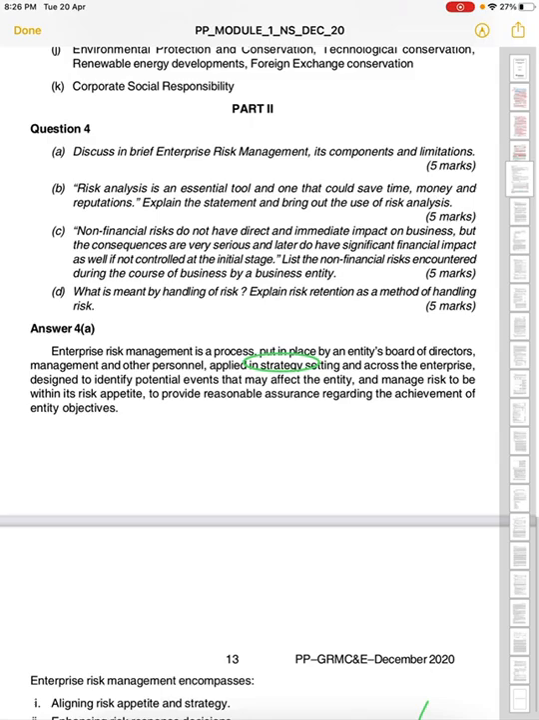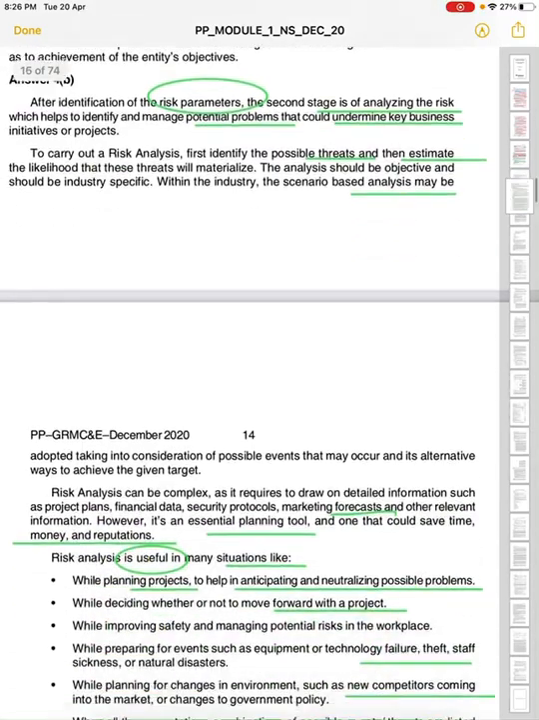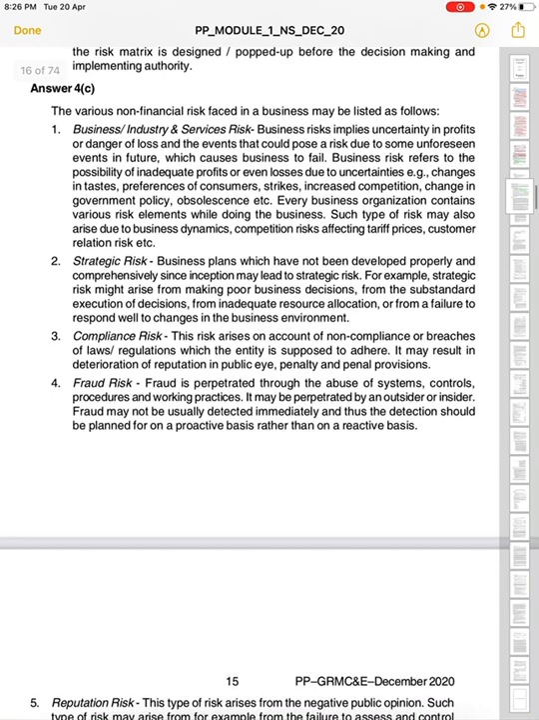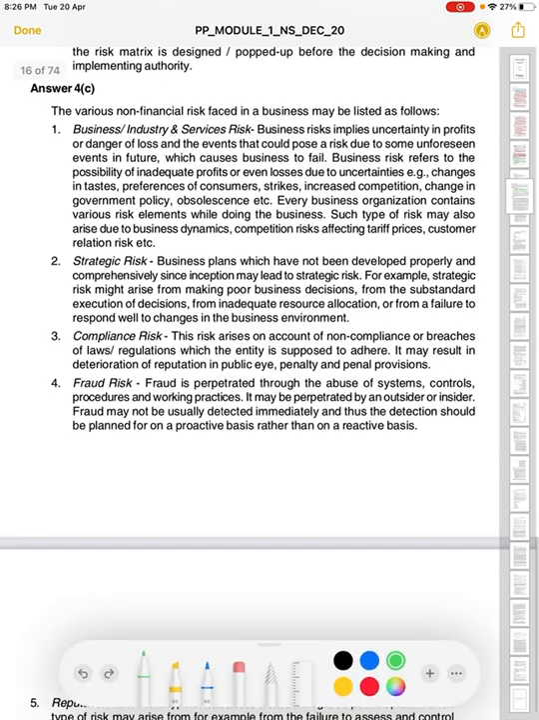So what are the non-financial risks that have to be encountered during the course of the business of an enterprise? These are the various types of non-financial business risk faced by an organization: business and industry risk and service risk. Business risk implies uncertainty in profits, or dangers or loss, and events that could pose a risk due to some unforeseen events in future which cause the business to fail. Business risk refers to the possibility of inadequate profit.